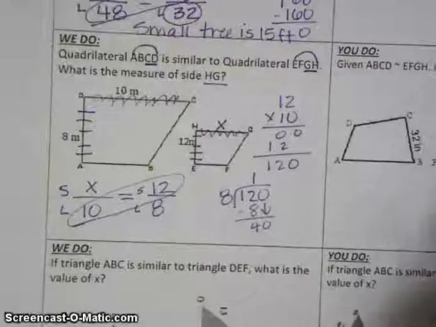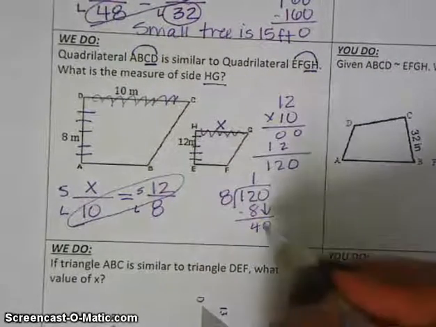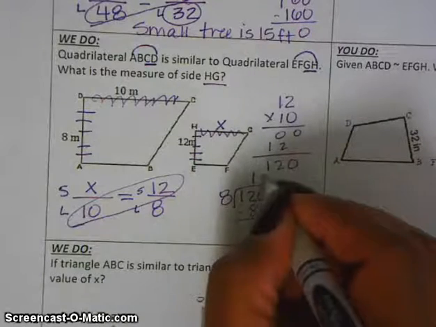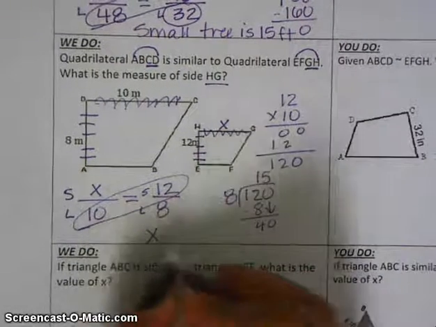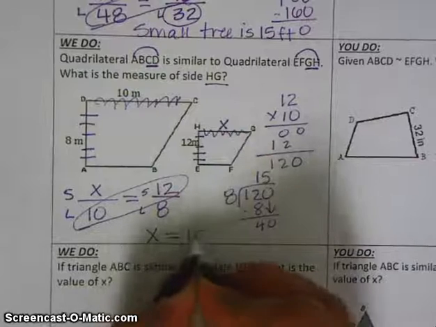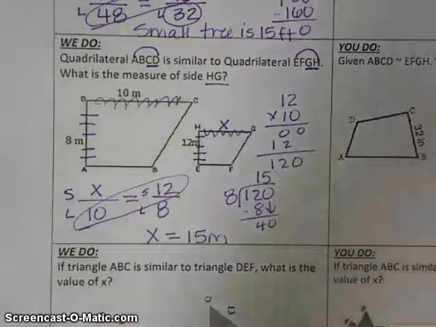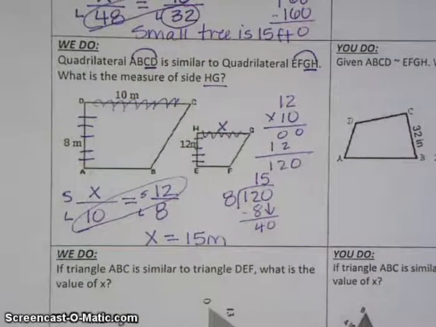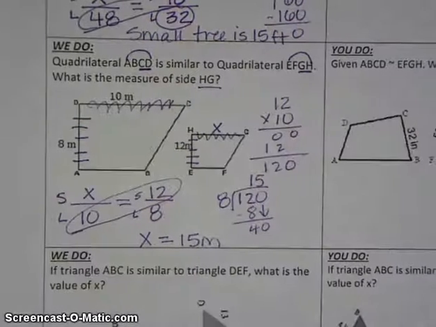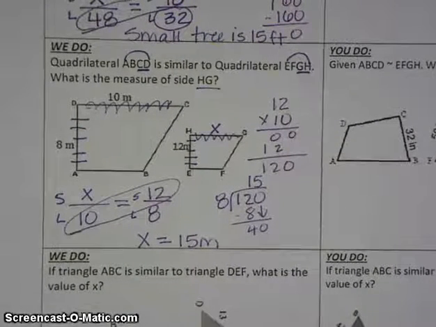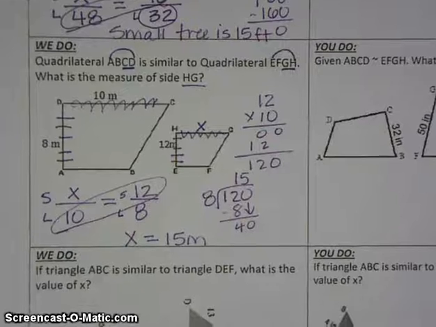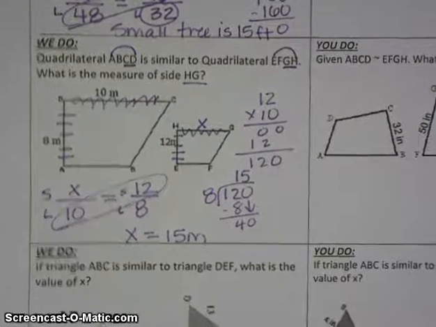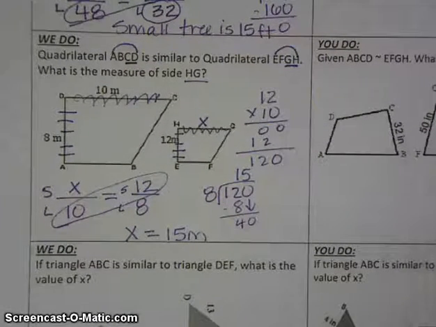Remember, you can pause the video at any time to catch up. 8 goes into 40 5 times. And so my missing side length, HG, is equal to 15 meters. Okay, go ahead and pause your video. And you can do the you do part. Remember, when you have it marked up, make sure you raise your hand when you have it solved so I can check your answer before you move on to the we do of the triangles. Pause your video.